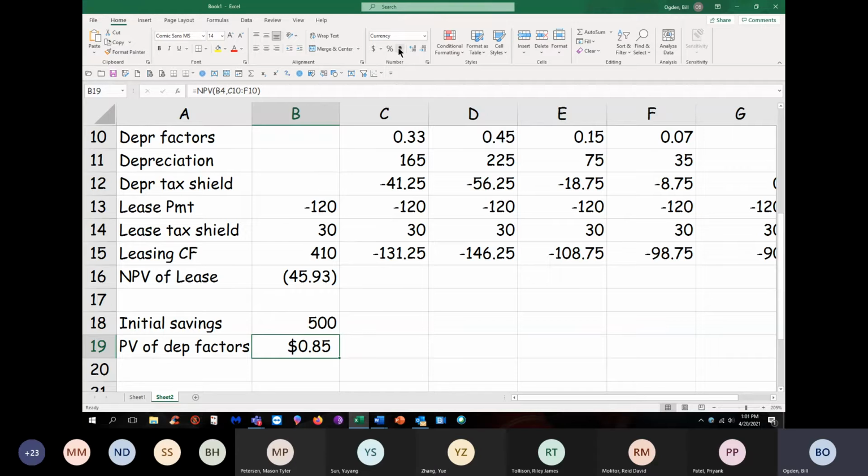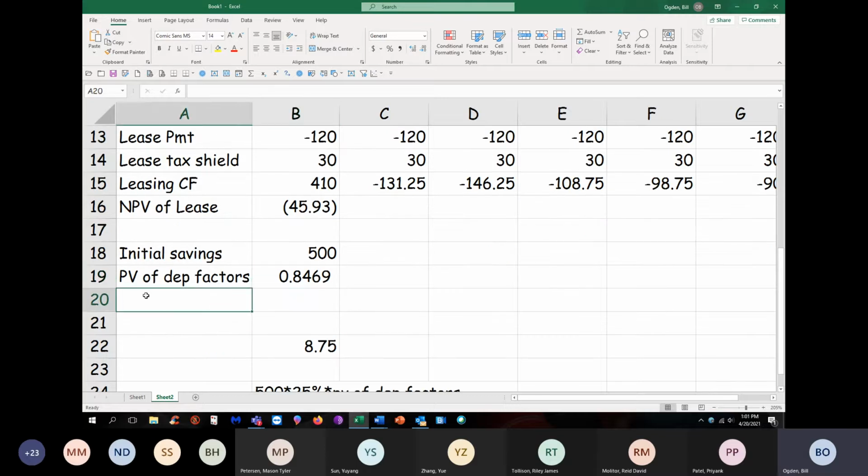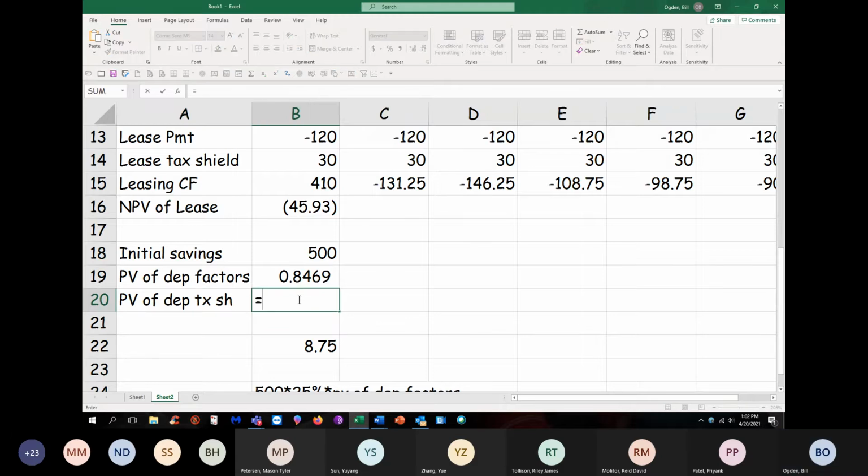Now what I'd like you to do is anytime you do this, display 4 decimal places. Even if you don't display them, Excel will keep them. It has way more than that. But I'd like you to at least show 4 places, all right? Then we'll take the present value of depreciation tax shields.